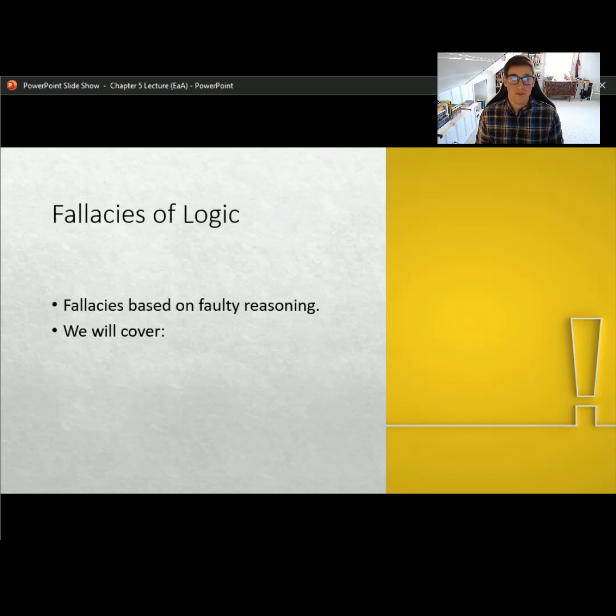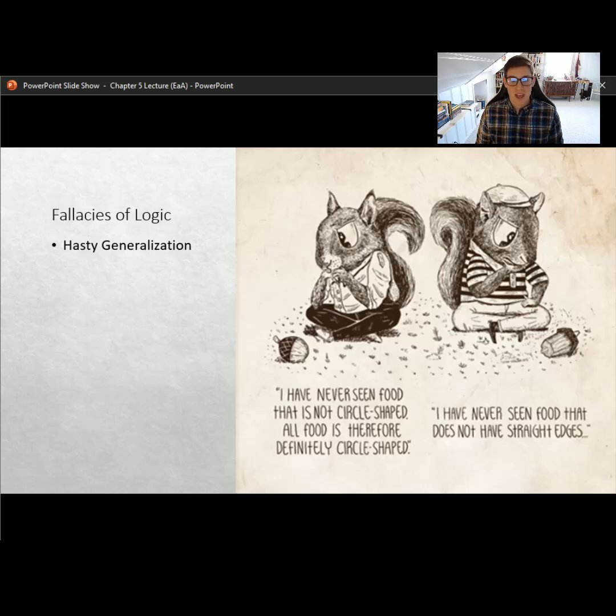Last but not least, we have fallacies of logic. These are fallacies based on faulty reasoning. We will cover hasty generalization, faulty causality, and red herring. So first up, we have hasty generalization.